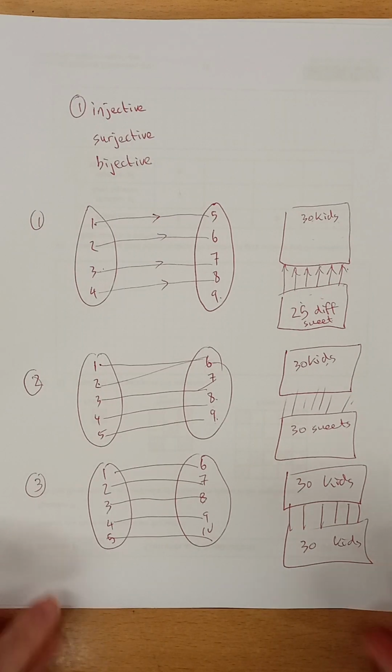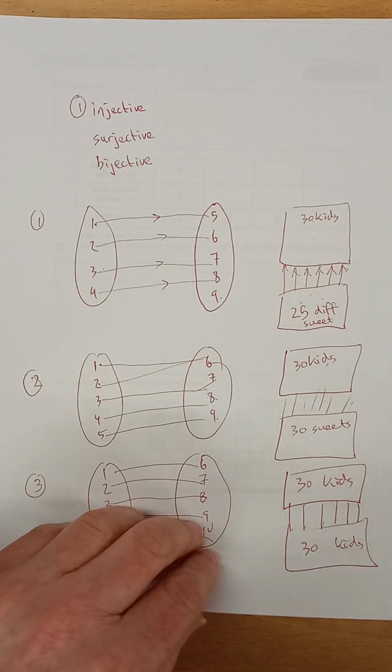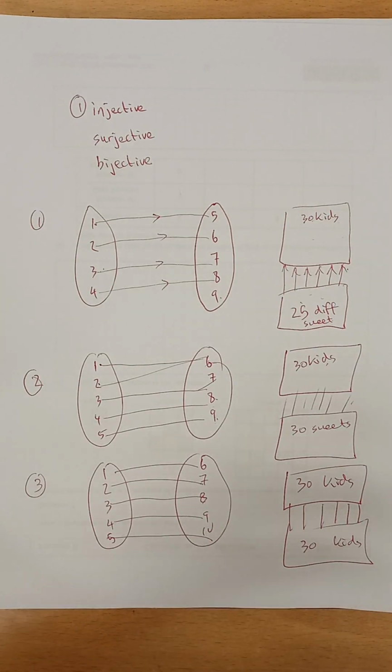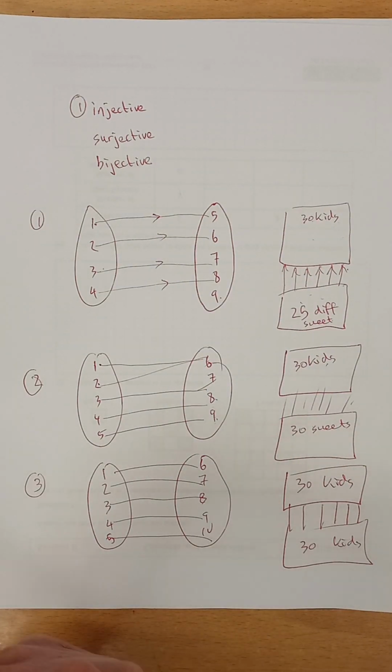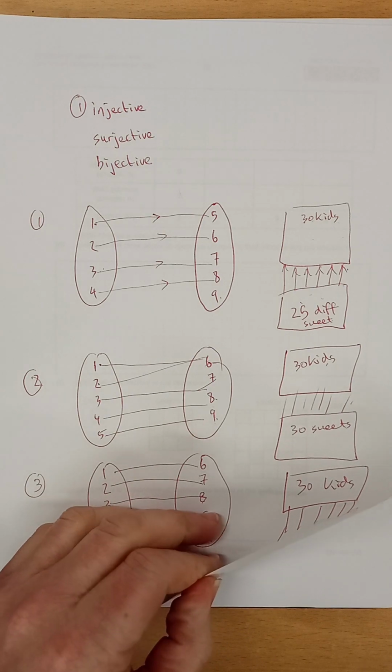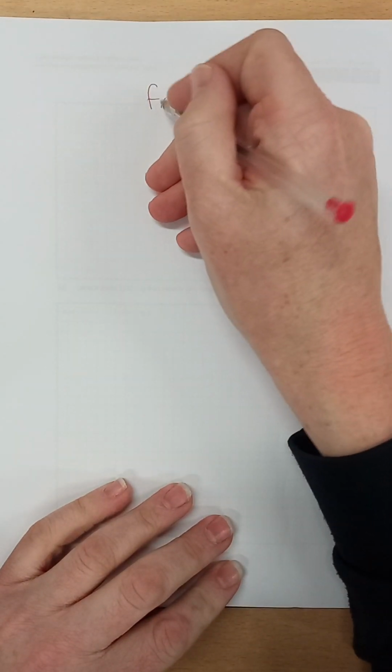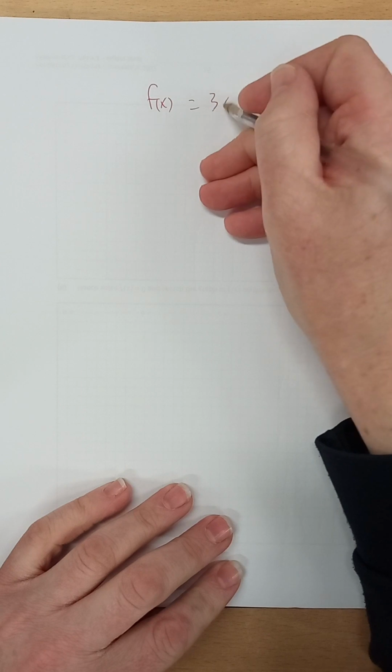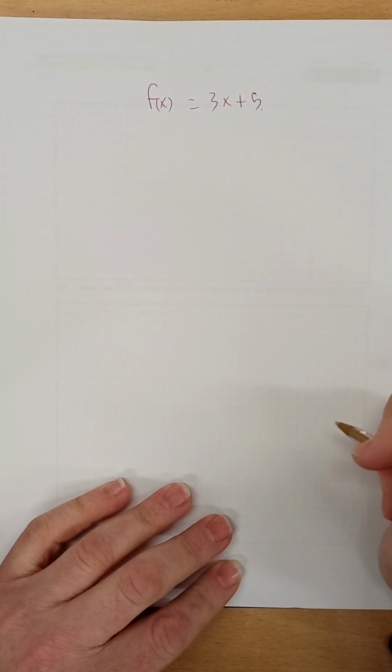Okay, so I hope that makes sense to you in terms of the injective, surjective, and bijective. Now, how to test? Well, it's very simple to test if something is injective. I'll show you algebraically how I would show that. So let's say I have a function, and I want to show that this is injective.